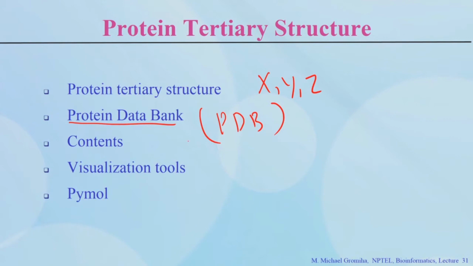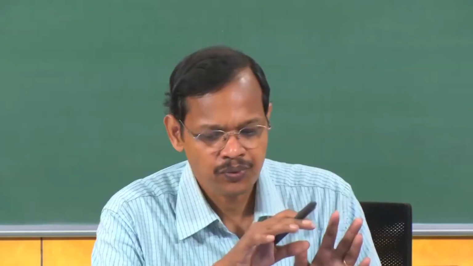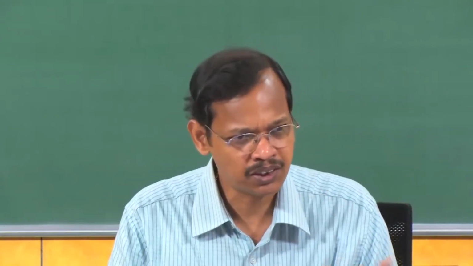So, what are the various contents in the PDB? You have the header information, name of the protein and the resolution and the secondary structures, sequence, and mainly the XYZ coordinates, along with the occupancy and the temperature factors and heteroatoms, water molecules and so on.